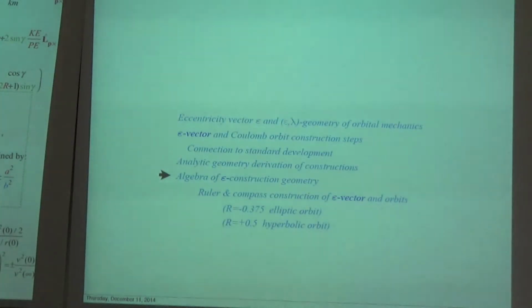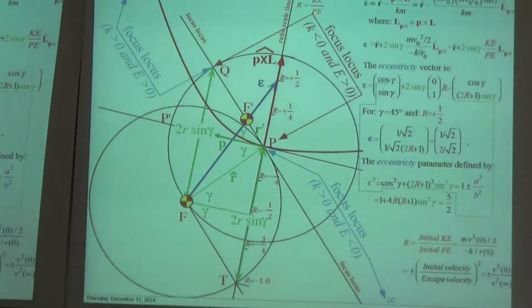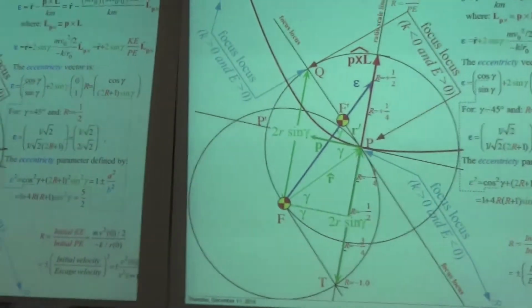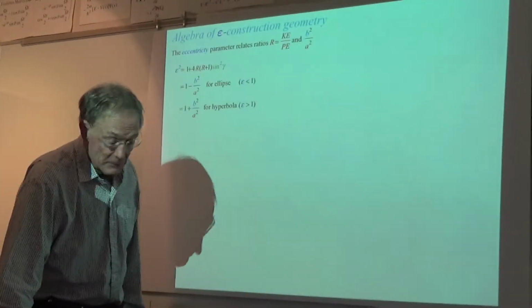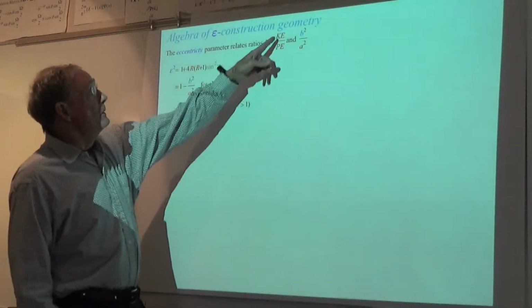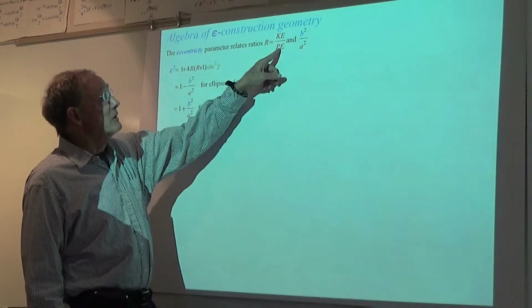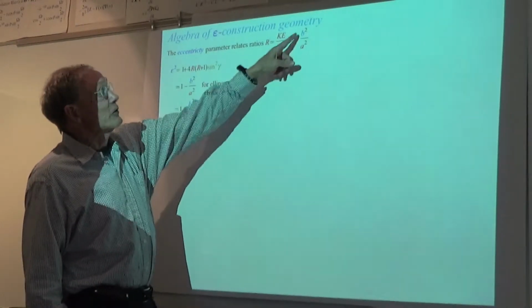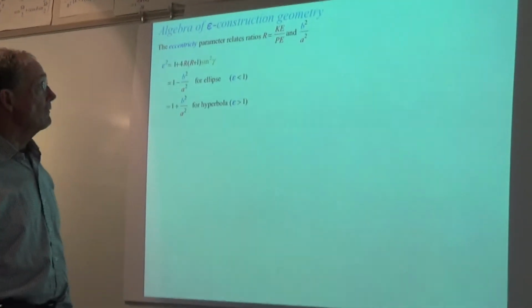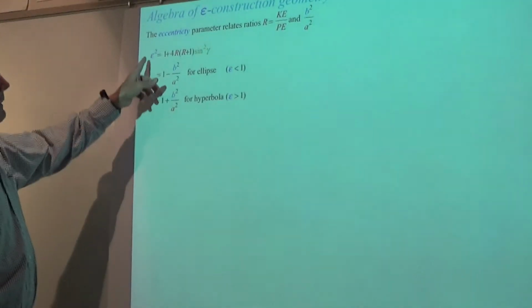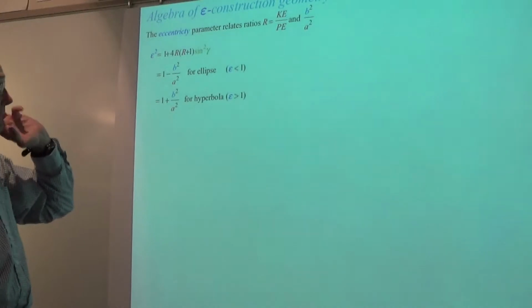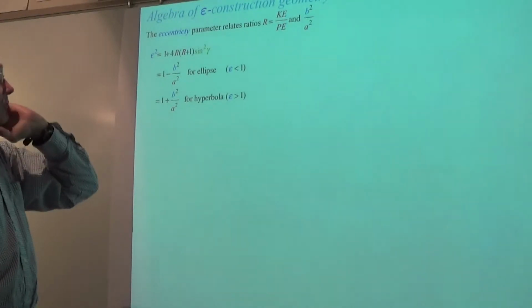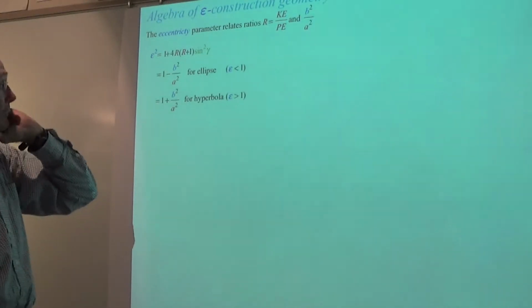That's too far. I think I'll stop right there. Okay, those should be identical. Okay. Now, just a little bit about this algebra. R is the PE-KE ratio, and it's also B squared over A squared. So the epsilon, this is the equation we're talking about here: 1 plus 4, that energy ratio times the energy ratio plus 1, sine squared.